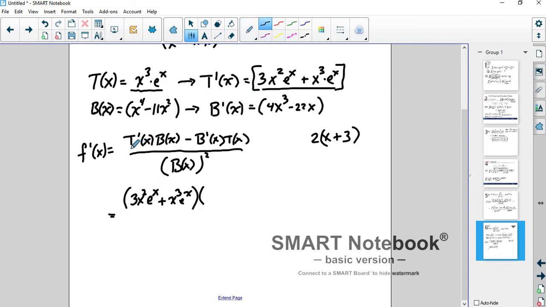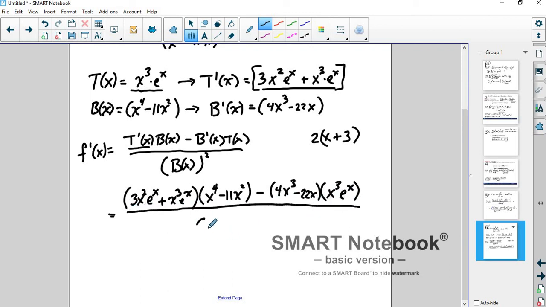So sorry, so this is the top, t prime, all that stuff in parentheses, times the bottom, which is x to the fourth minus 11x squared, minus the derivative of the bottom, which is 4x cubed minus 22x, times the numerator, which is x cubed e to the x. And then all that big, huge, ugly mess is over the bottom squared, x to the fourth minus 11x squared, all squared. Don't try to simplify anything here. This is not worth simplifying. You could FOIL everybody out and simplify the numerator a little bit, but it's not worth it. So just leave the answer like that. I'm totally good with that. And you're good to go.